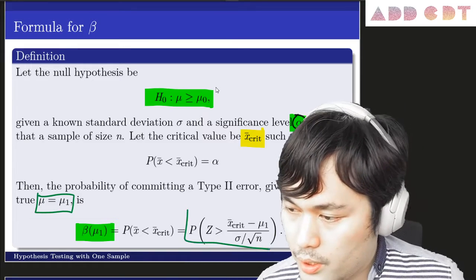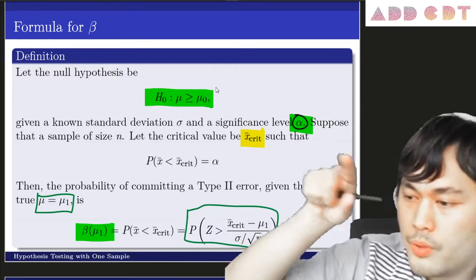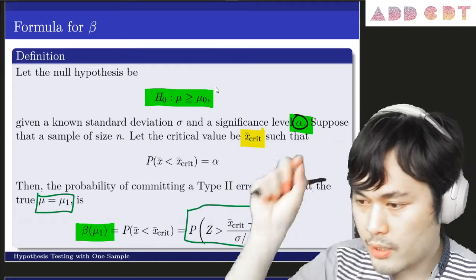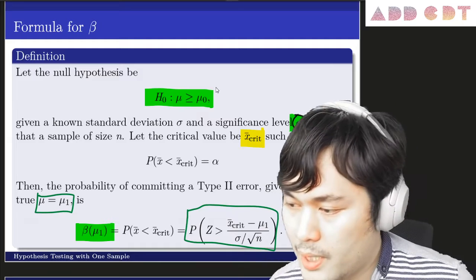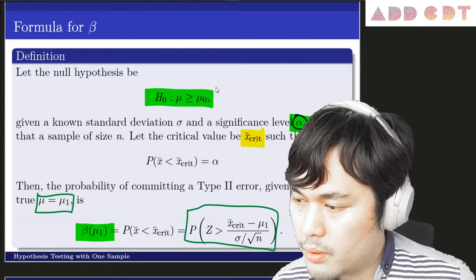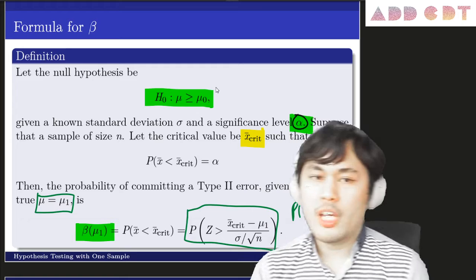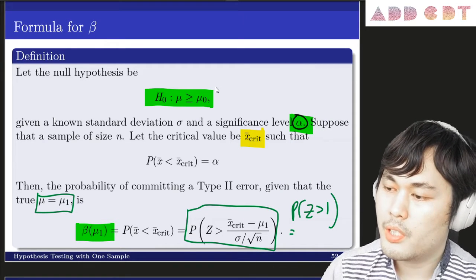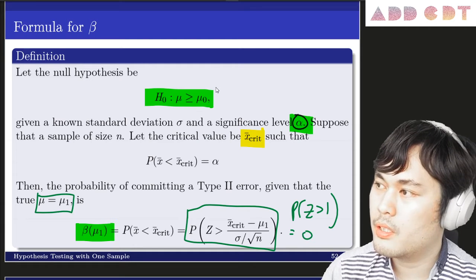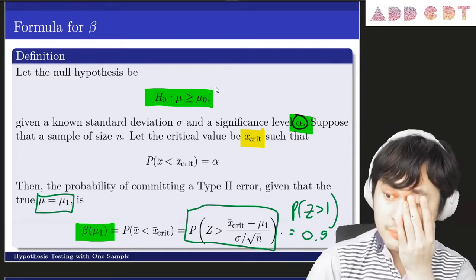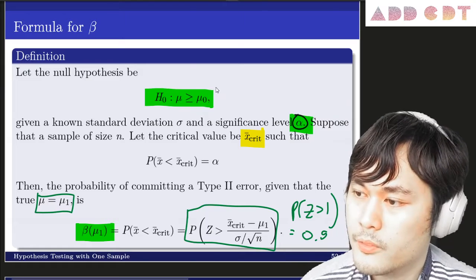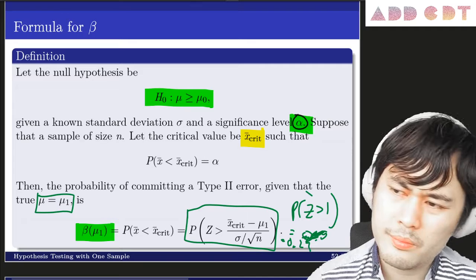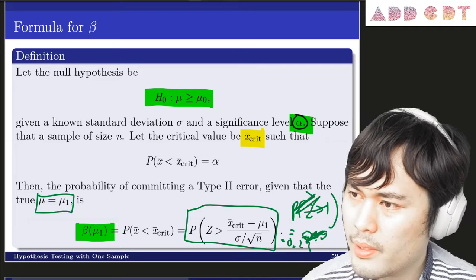And whatever that value is, if you compute x bar crit minus mu1 correctly, you will get some number, let's say 1. Then you can plug P(Z greater than 1) into the applet to give you some nice number. I think it's 0.23, whatever number it is.